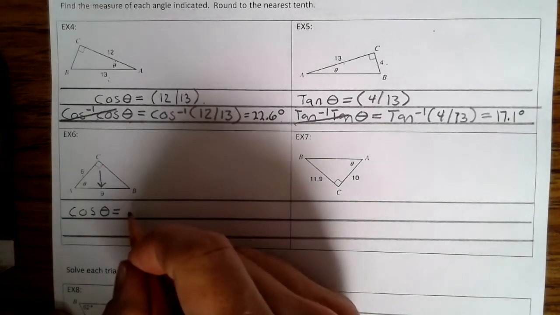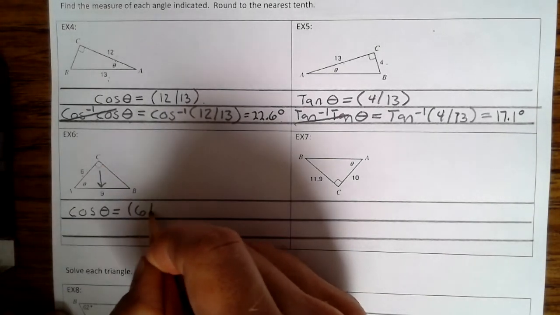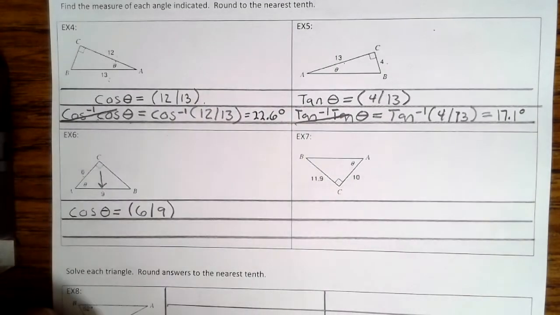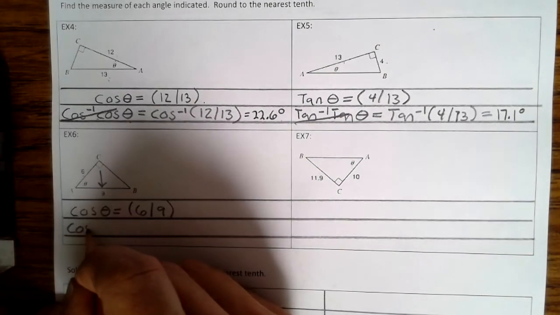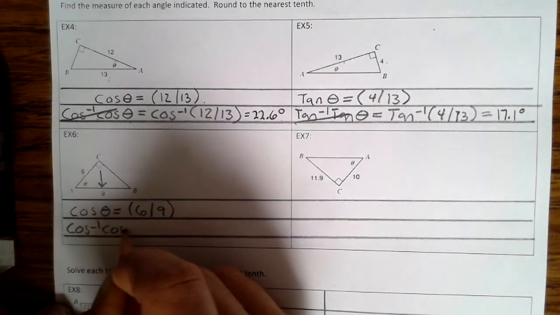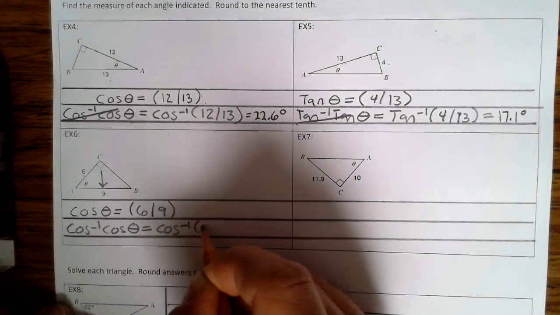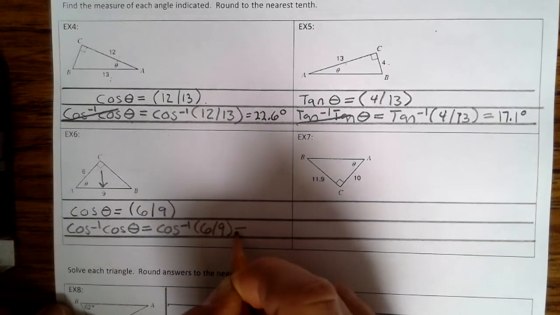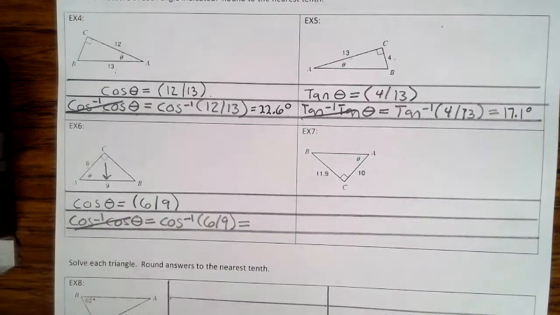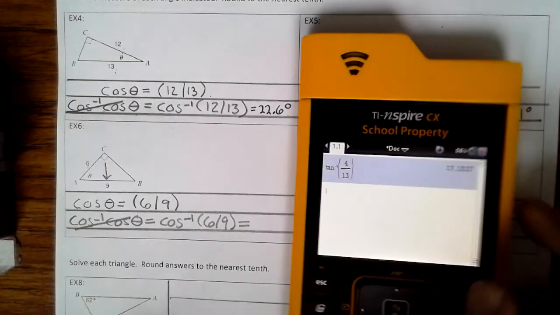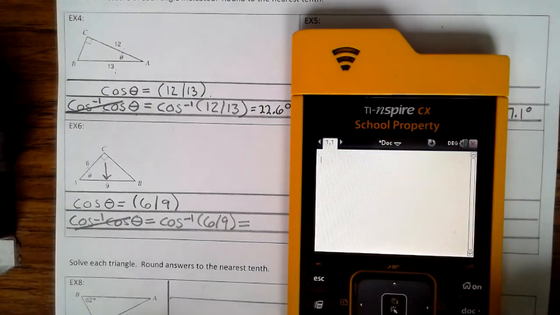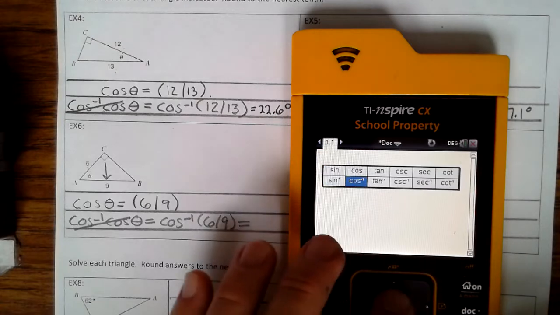Now we do cosine inverse of both sides. So that cancels, and then all you have to do is put cosine inverse into your calculator. So trig cosine inverse of 6 divided by 9 is 48.2 degrees.